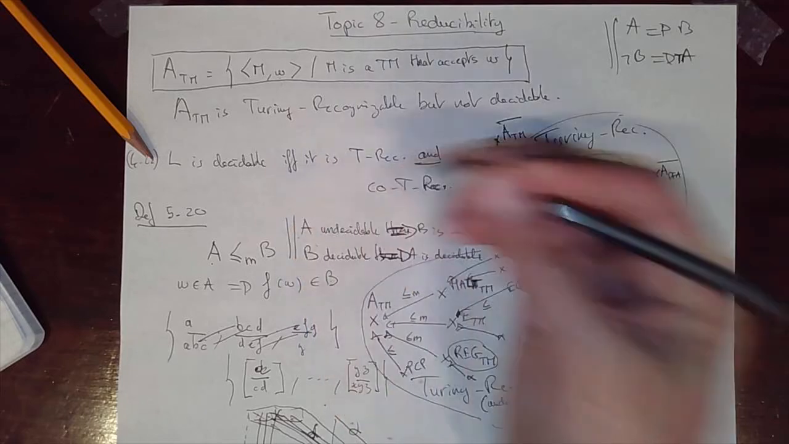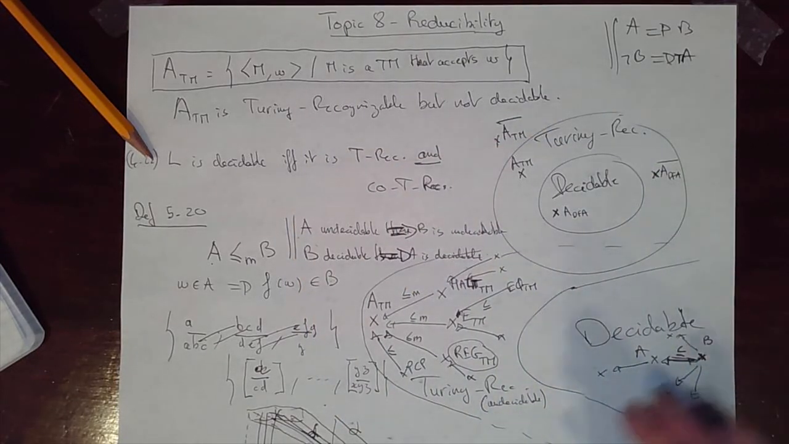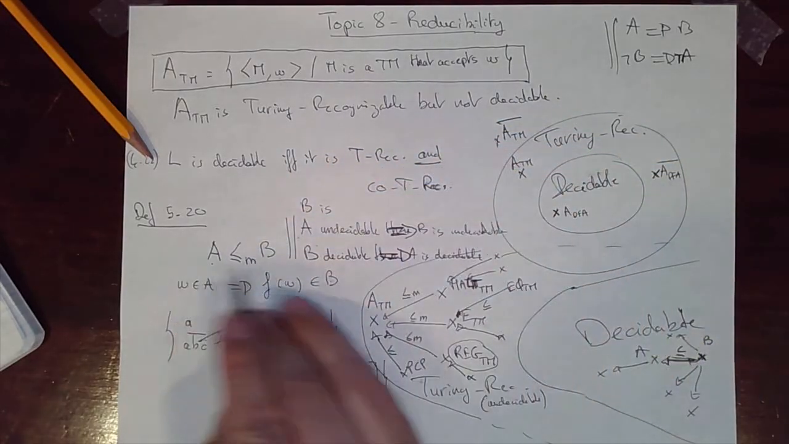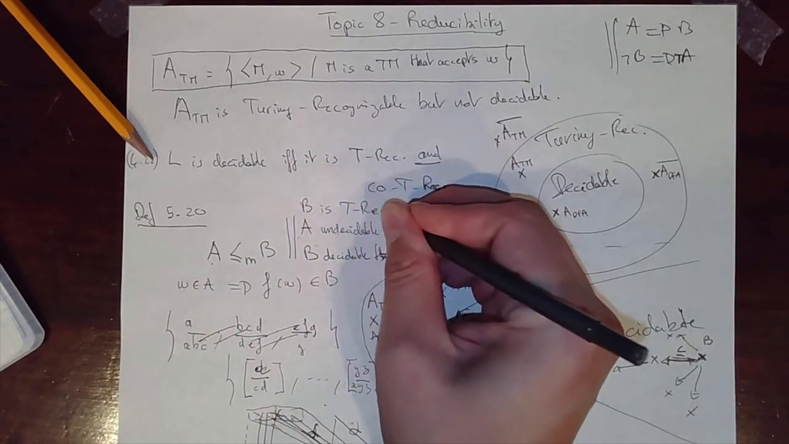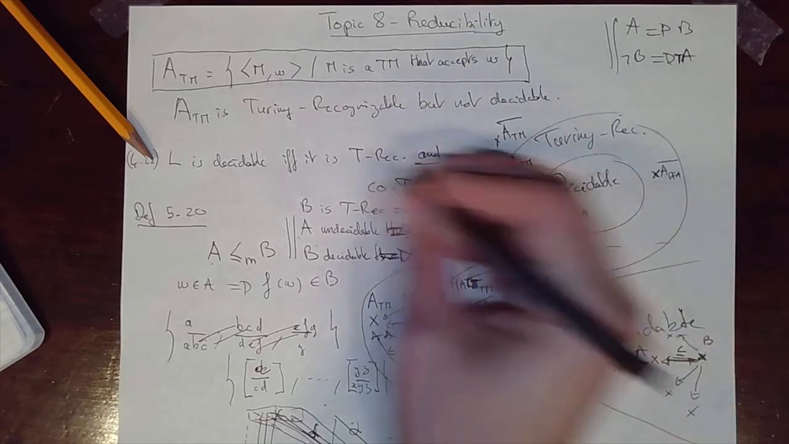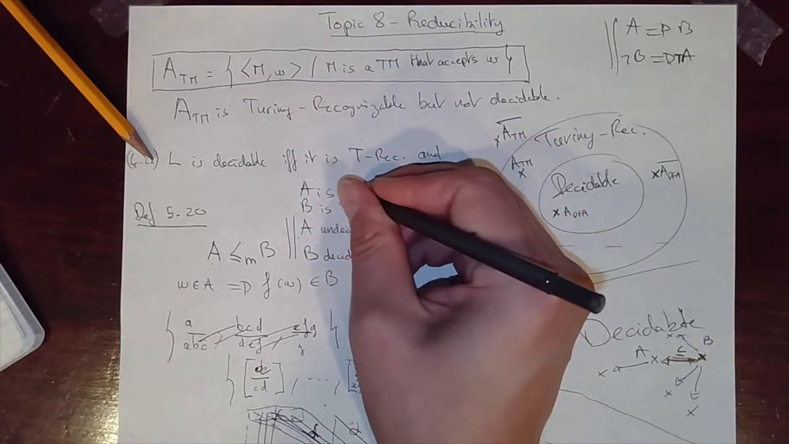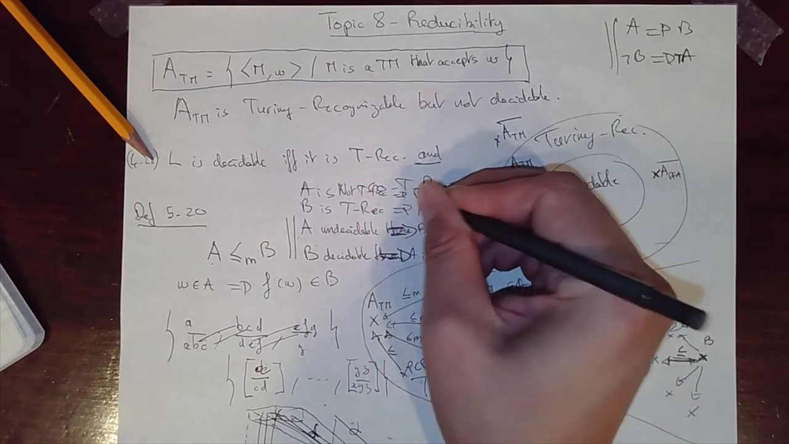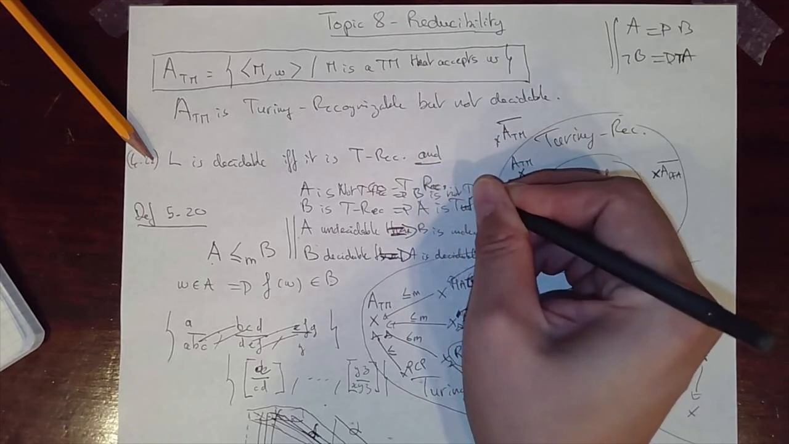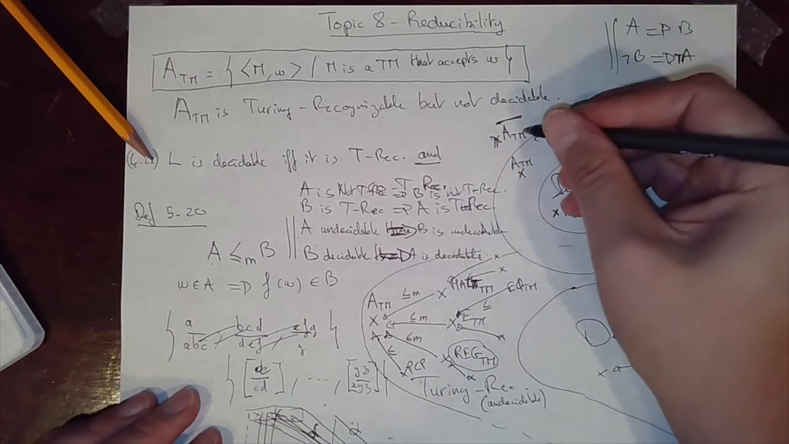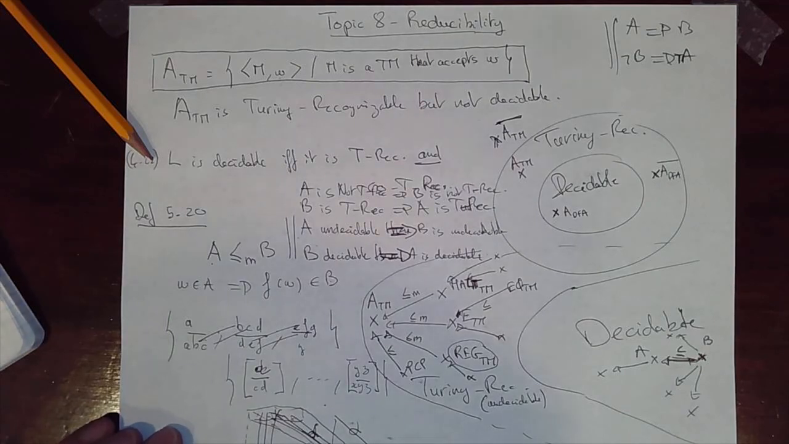You can use exactly that same argument for recognizable and not recognizable. Based on this, if B is Turing recognizable, then A is Turing recognizable. And same thing, if A is not Turing recognizable, sorry for the mess, B is not Turing recognizable. So you can use the fact that we saw that ATM is not Turing recognizable to show that other problems are not Turing recognizable.